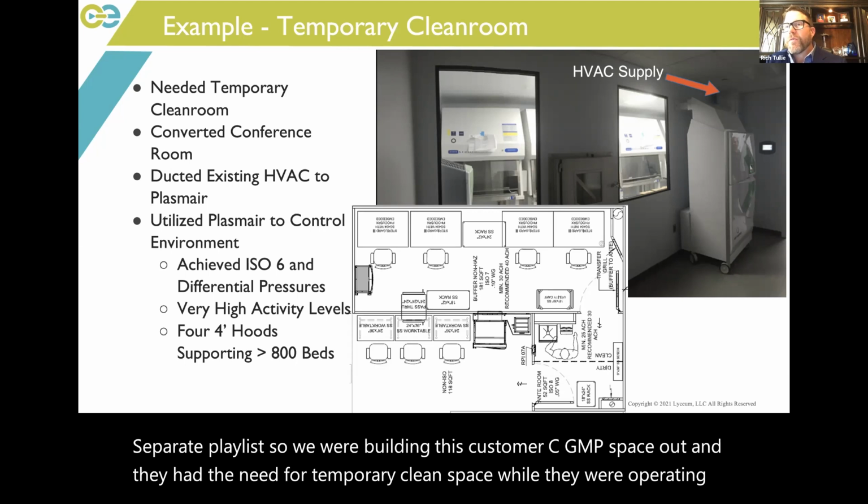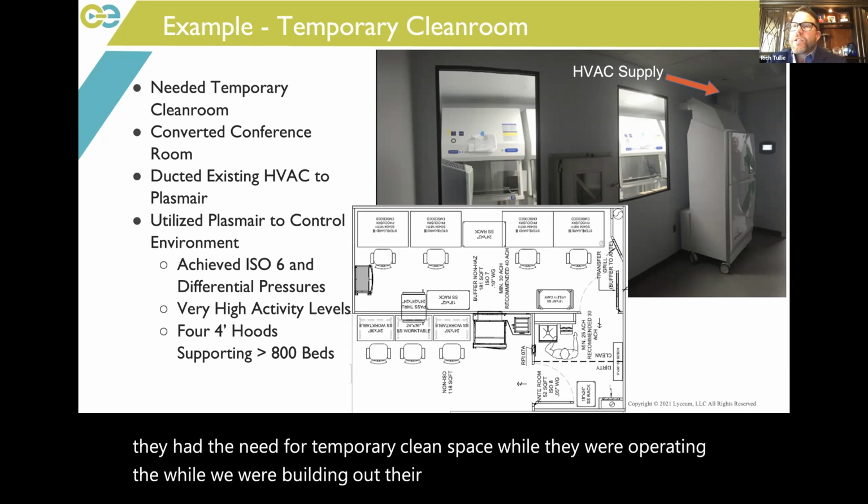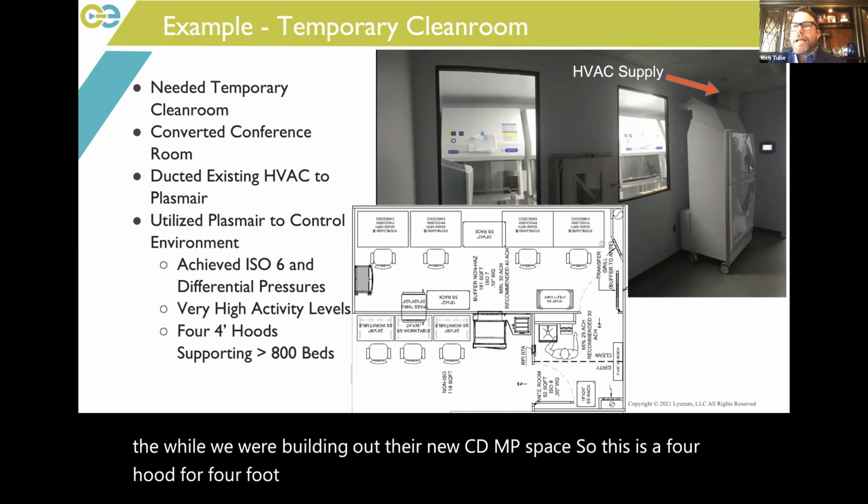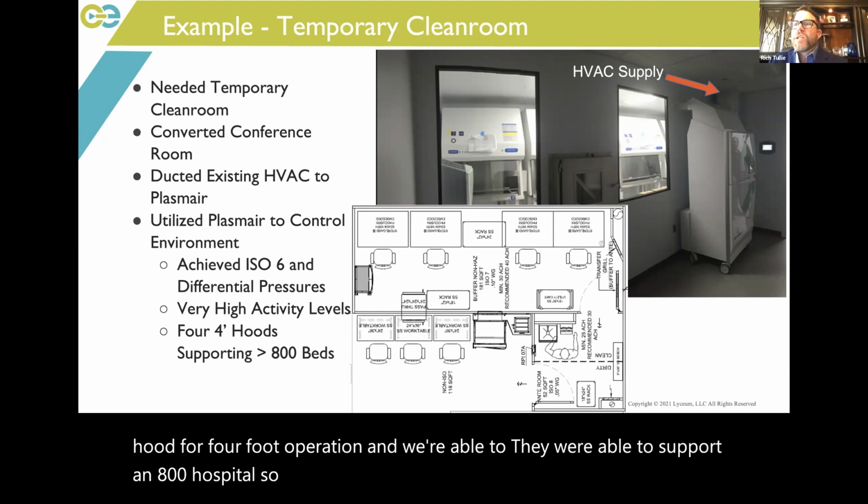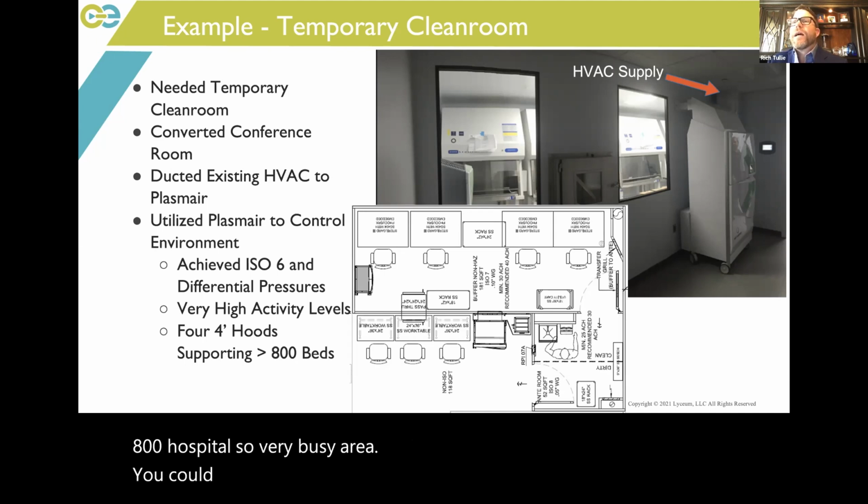While we were building out their new CGMP space. So this is a 4-foot hood operation, and they were able to support an 800-bed hospital. So very busy area. You can see at the top of the slide that it's pulling air from the HVAC above.